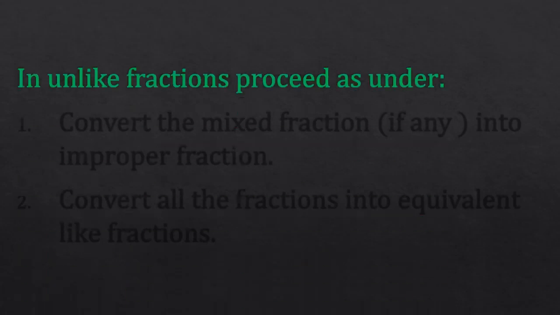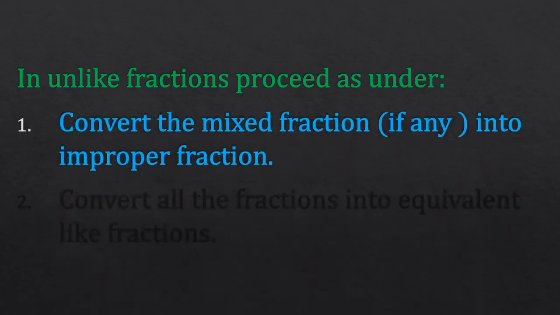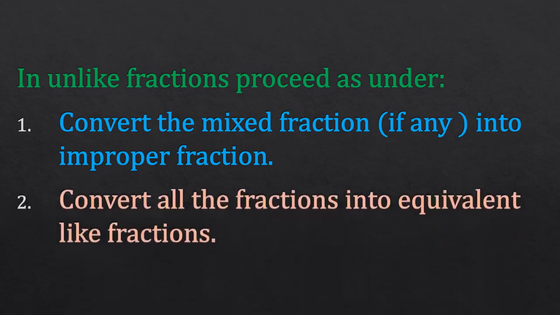Our steps are like this. First of all, convert the mixed fraction into improper fraction. If you have to add or subtract two mixed fractions, or in two fractions, one is a mixed one, so your first step is convert the mixed fraction into improper one. Then second step is convert all the fractions into equivalent like fractions. You have to convert now your improper fractions, or we can say unlike fractions, into equivalent like fractions.